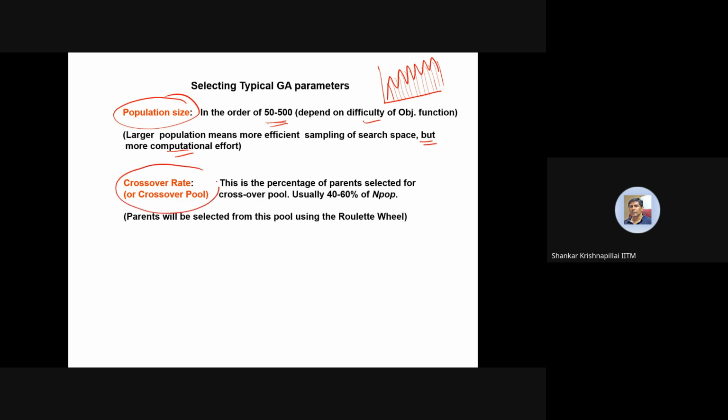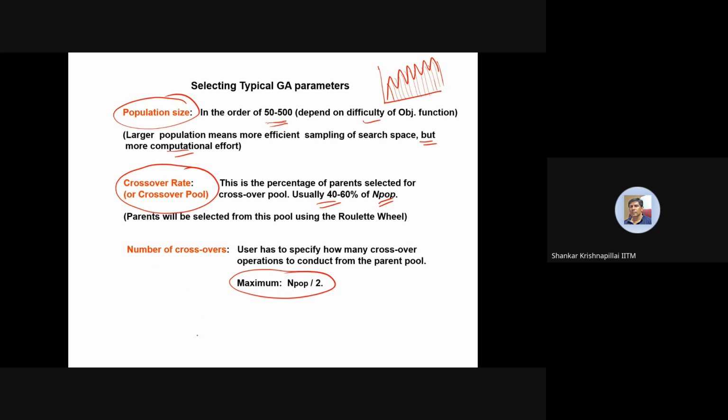Then crossover rate. Typically, it is between 40 to 60% of the total population. Okay, then number of crossovers. So maximum number of crossovers is population by 2. So if the population is 100, we can have 50 crossover operations, which will leave 50 into 2 offspring. Okay, which will completely fill the next generation.